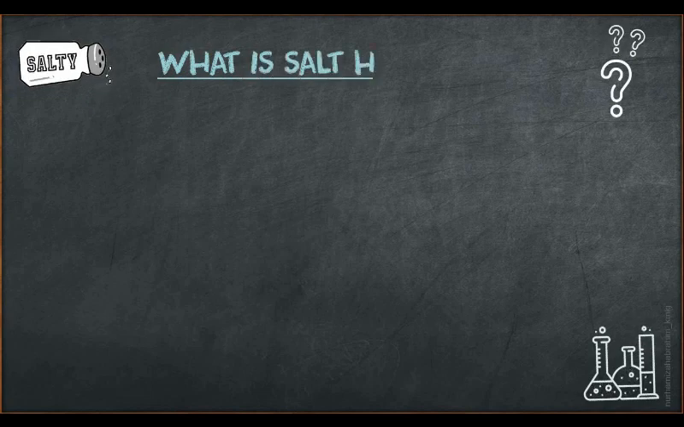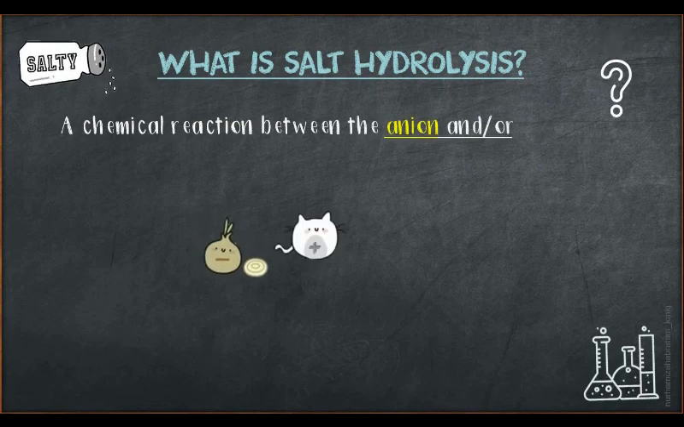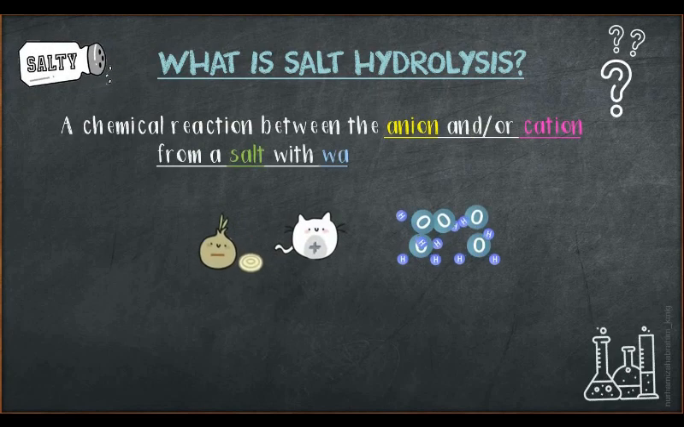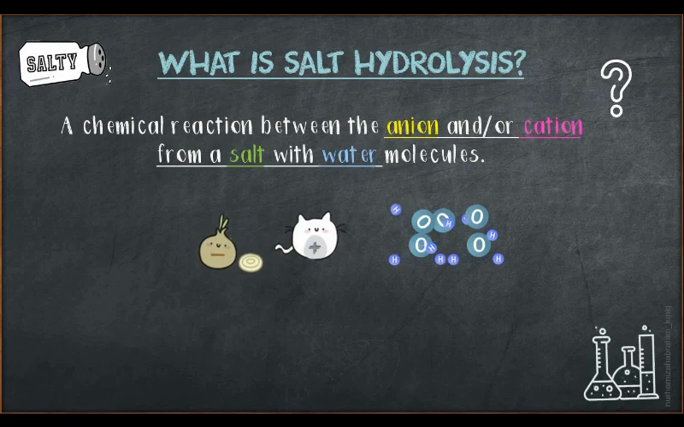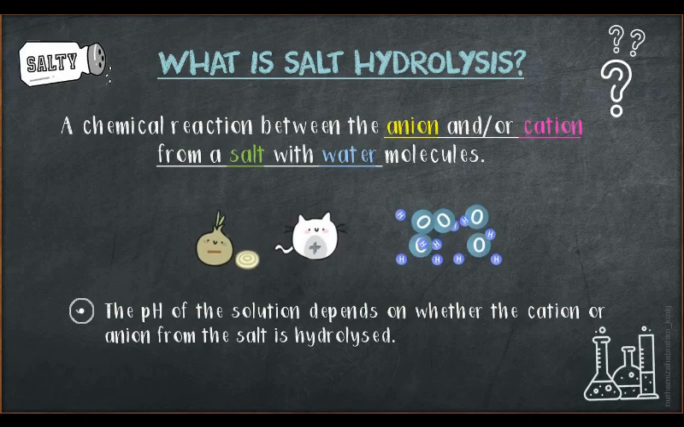So what exactly is salt hydrolysis? Salt hydrolysis is a chemical reaction between anion or cation from a salt with water molecules. The pH of the solution depends on whether the cation or anion from the salt is hydrolyzed.